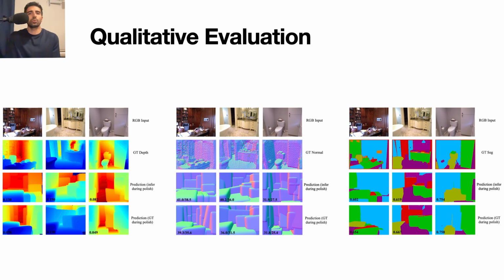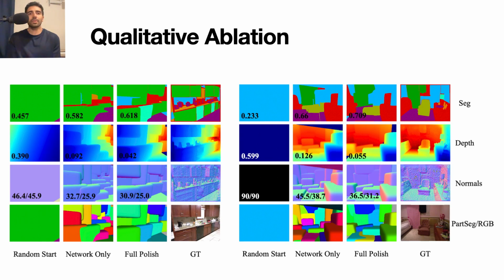In this ablation, we show that our method still works well even when ground truth, segmentation, and depth are not available at test time. Our network never sees the right answer. Instead, it predicts the solution to an optimization problem via regression. We find that regress, then polish, is much better than either regress only or polish from a random start point.